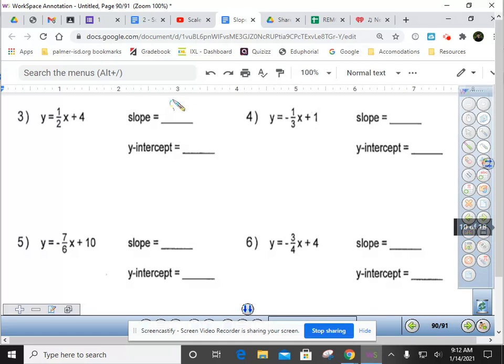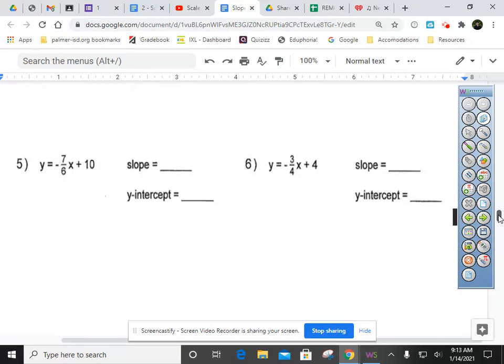What's the slope on number 3? 1/2. Y-intercept? 4. What's the slope on number 4? -1/3. And the y-intercept? 1. Number 5? -7/6. And the y-intercept? 10. And number 6? -4. The y-intercept? 4. Good.